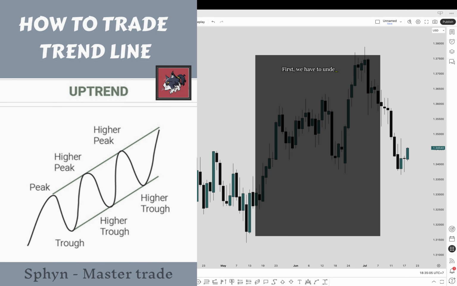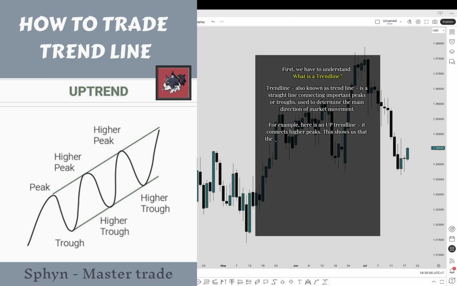First, we have to understand what is a trend line. A trend line is a straight line connecting important peaks or troughs, used to determine the main direction of market movement. For example, here is an uptrend line. It connects higher lows. This shows us that the market is in a clear uptrend. Every time the price goes down, it makes a higher low.